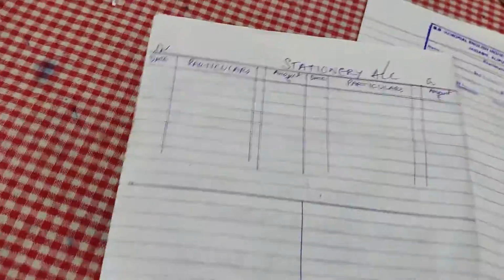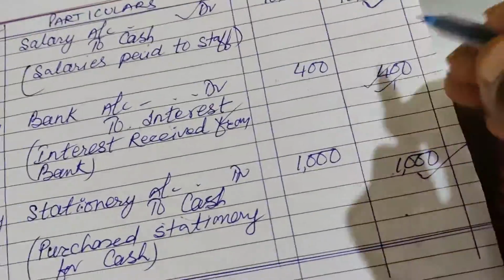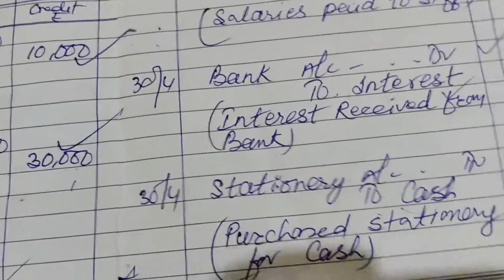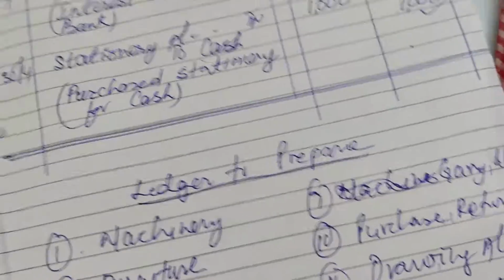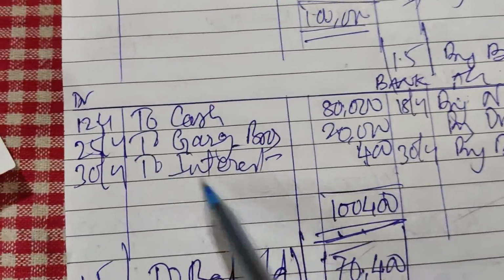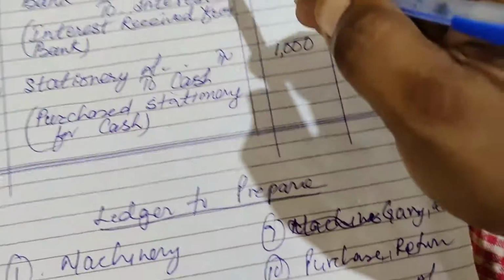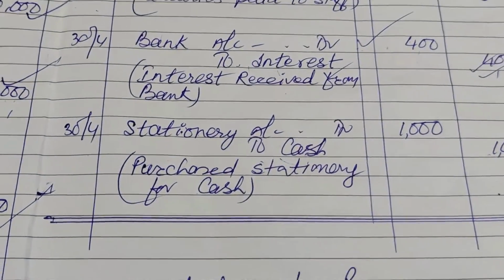Now next, what do we have to make? Stationery account. Only one entry is there in the stationery account. Like the bank account, we have already posted this on 30 April. Let's check whether we have done it or not. Bank account, we have done here. Bank account 400 interest, bank account debited to interest, we have done. We forgot to tick it, so we have to tick it. Once we post in the ledger, we have to tick that particular account.